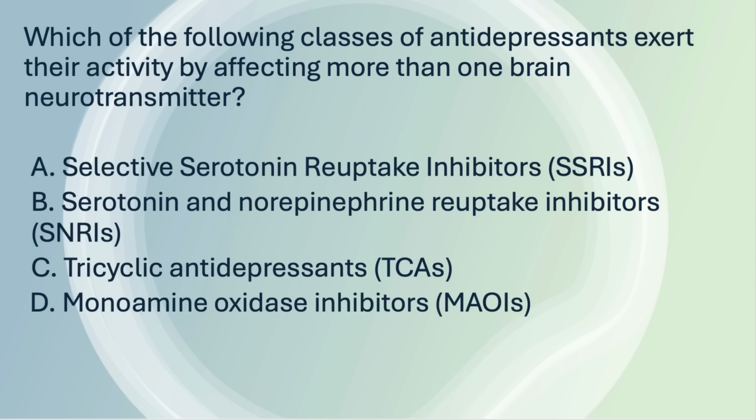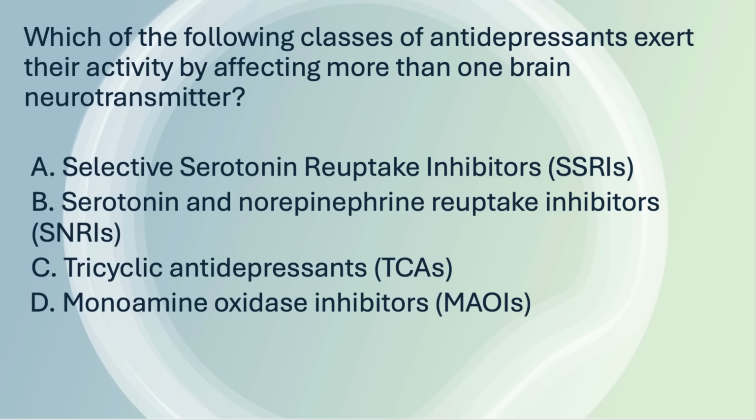So for this question, we're going to be moving more along the line of medication. And medication is going to be some PowerPoints all by itself. We're going to do each section of psychotropic medication. But here's a question to let you get an idea of where you are on understanding medication. Which of the following classes of antidepressants exert their activity by affecting more than one brain transmitter?